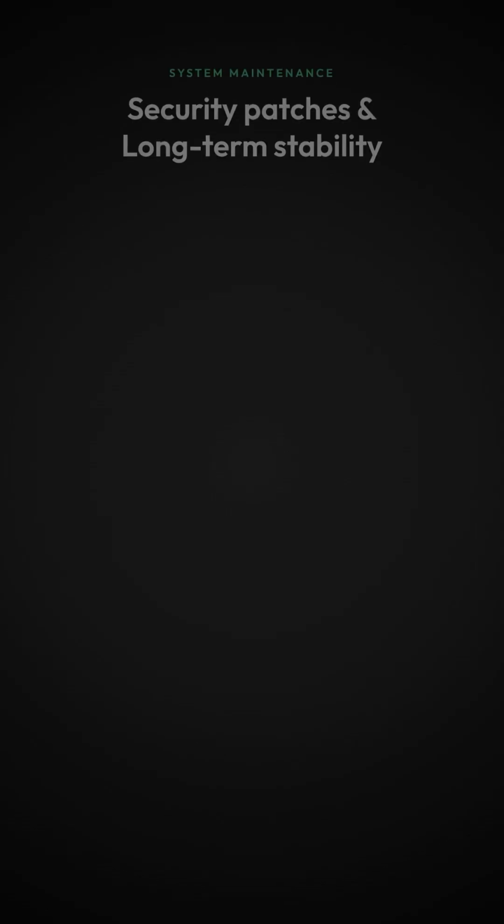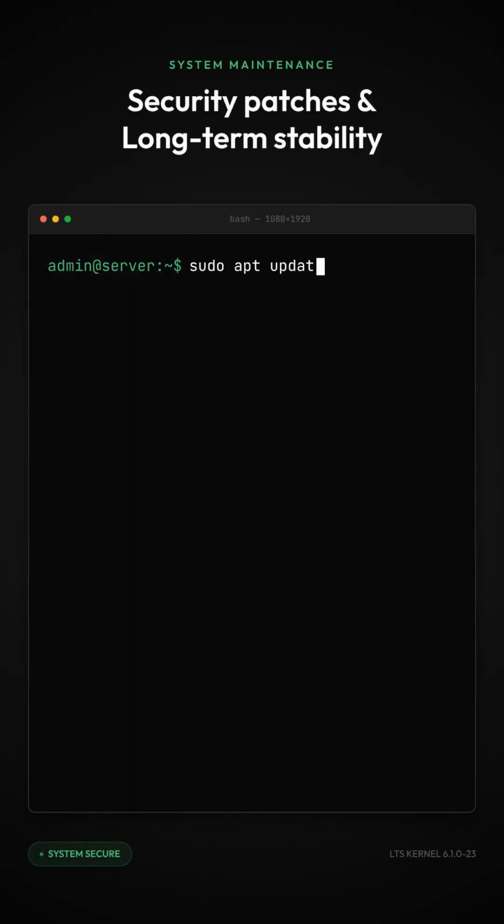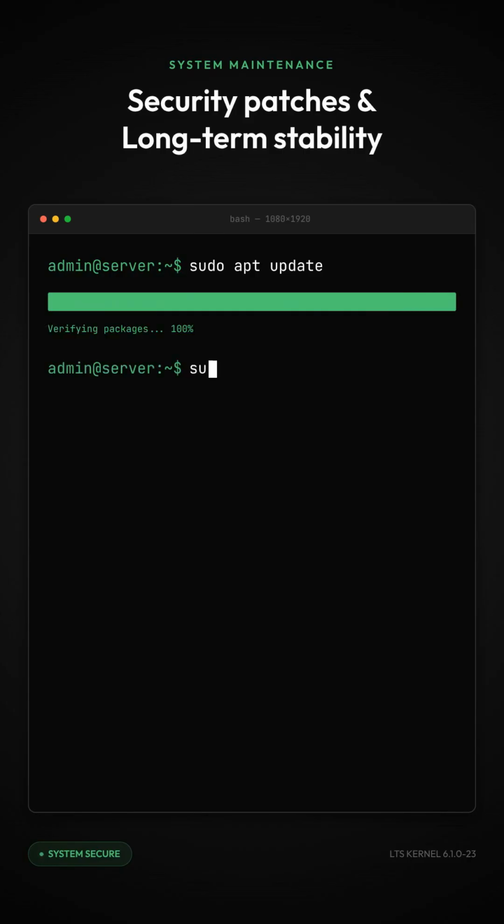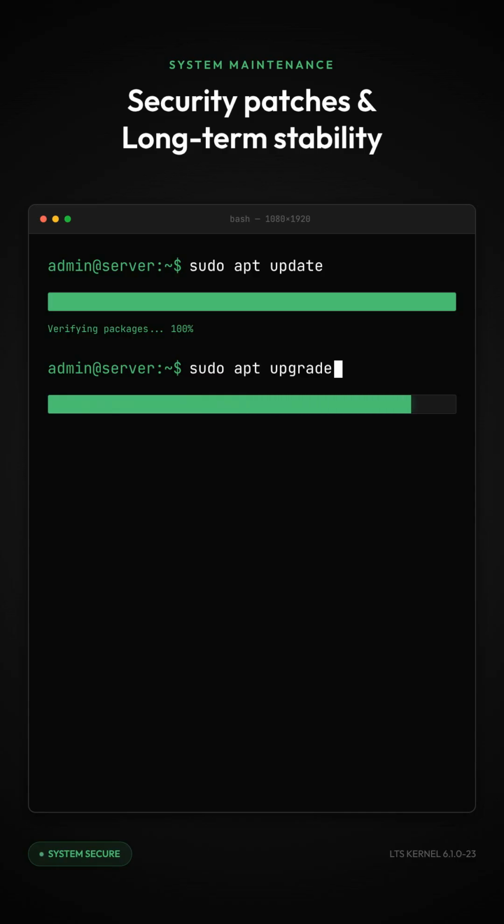Before we install our agent tools, we must ensure the operating system is up to date. This ensures we have the latest security patches, bug fixes, and package versions to provide a stable foundation. We run sudo apt update to refresh the list of available software, and sudo apt upgrade to actually install them. We do this before every new installation to ensure our environment is consistent and secure.